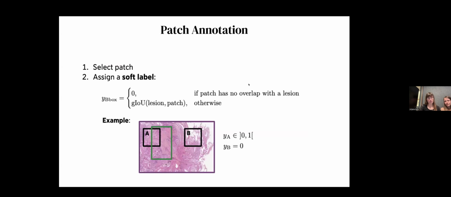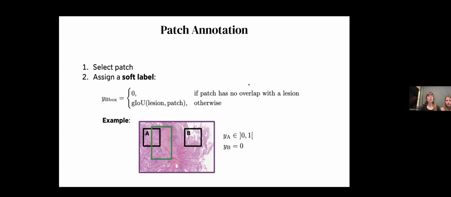Let's look at an example. In the example, you can see a green box. This is the ground truth box. We also see a black box with the letter A. The box A has an overlap with the ground truth box. Therefore, it has a value between 0 and 1, which would be the GIoU value of the overlap of box A with the ground truth box. Box B, however, does not have any overlap with a lesion. Therefore, it is assigned the value 0.